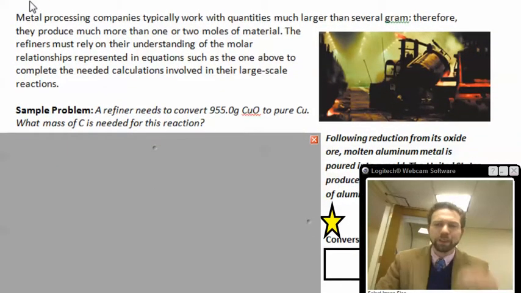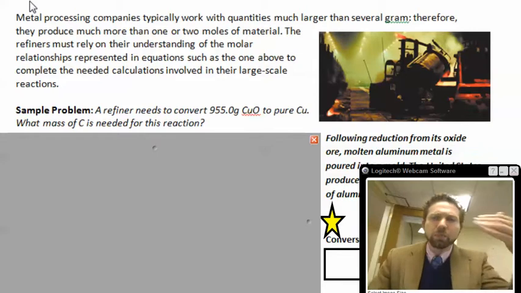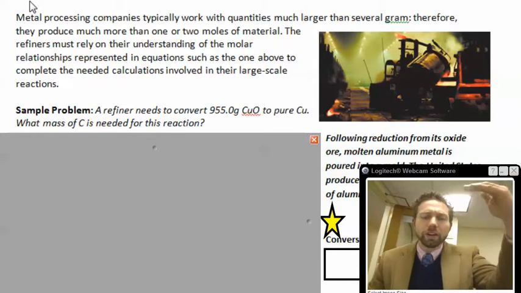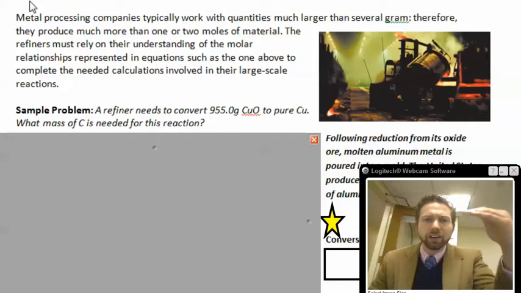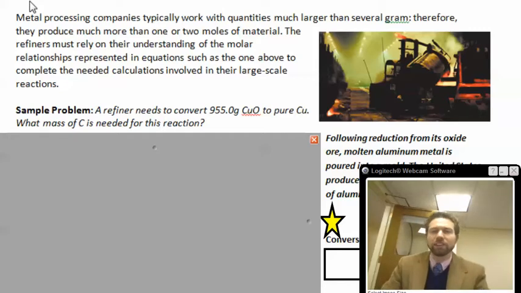Now, this is an important process, going from, as we said, moles to molar masses. So, where do we use this? In metal processing companies, they typically work with large quantities, rather than just several grams.